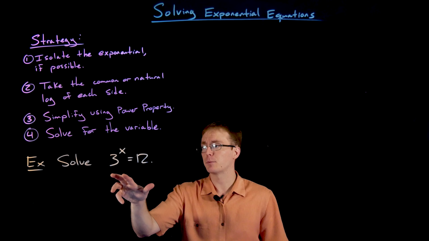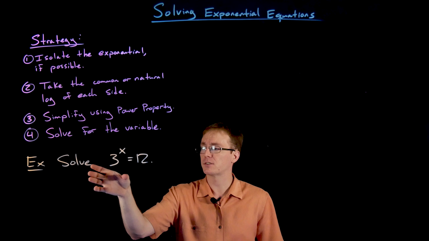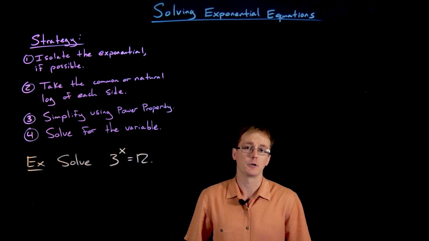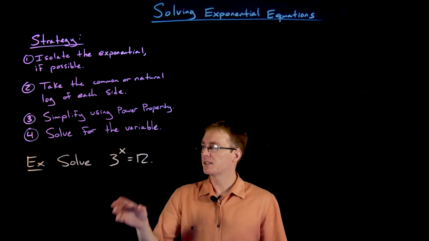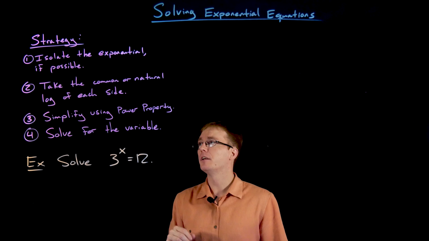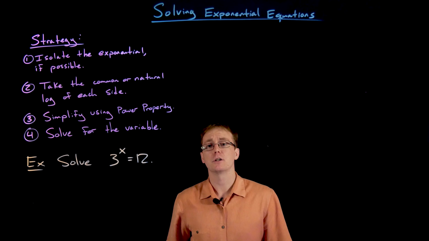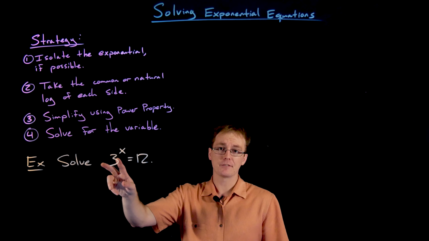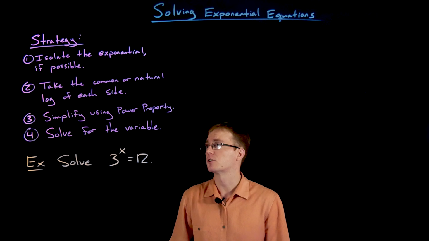By isolate the exponential, we mean get the exponential on one side of our equation all by itself, equal to just a constant number on the other side of our equation. After we have isolated the exponential expression, we then want to take the common or natural log of each side of our equation. It doesn't matter which base we use here, but we have to be consistent. So if we take the natural log of the left-hand side, we have to make sure that we use the natural log on the right-hand side as well.